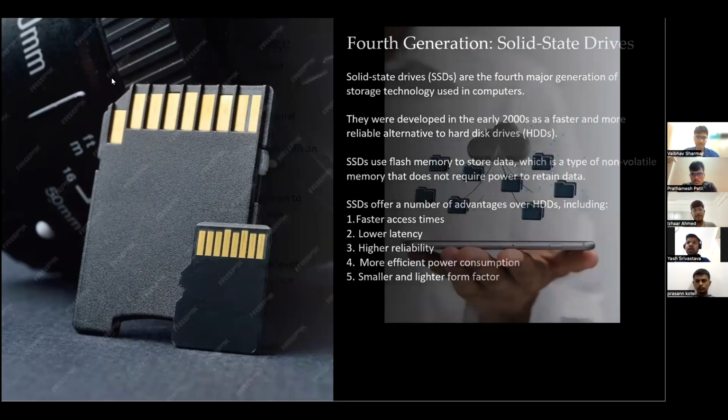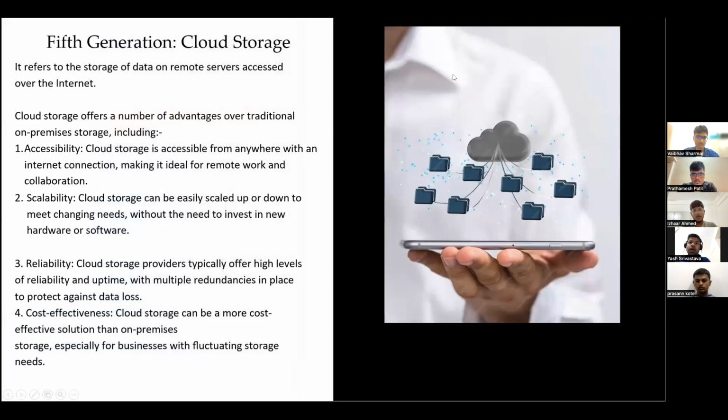Fifth generation, cloud storage. It refers to the storage of data on remote servers accessed over the internet. Cloud storage offers a number of advantages over traditional on-premises storage, including accessibility, scalability, reliability, and cost effectiveness.